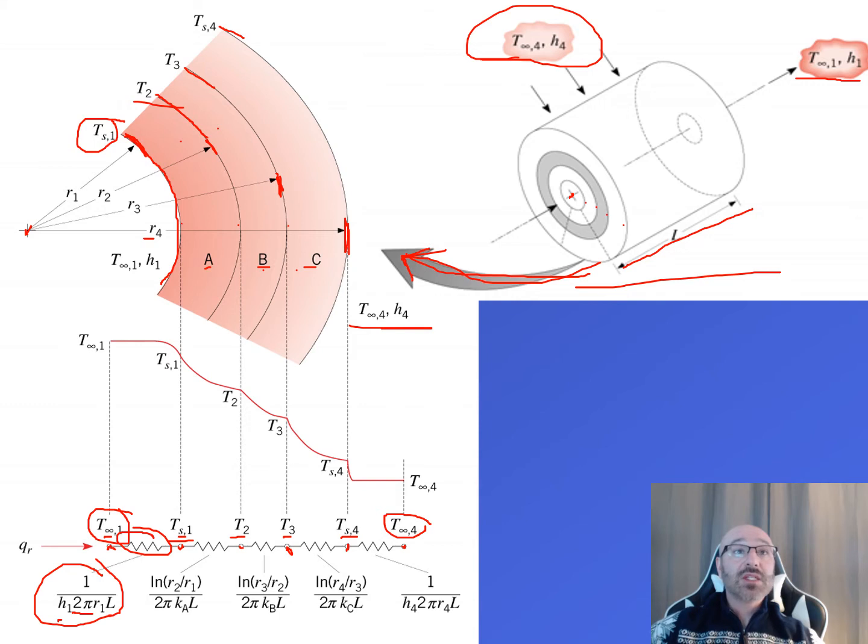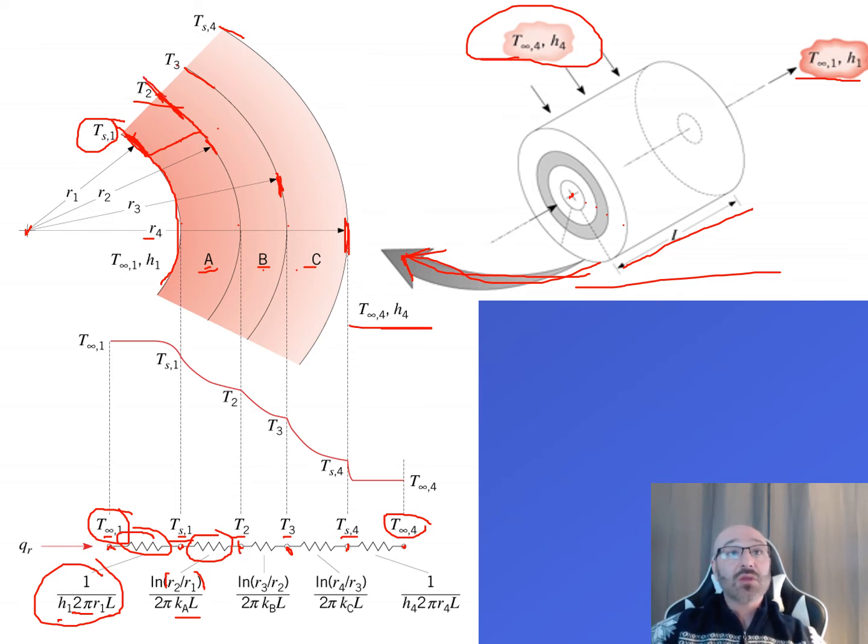Then we go between TS1 and T2. This is going to be conduction. We're just going through material A, so that's conduction. For conduction, we have the natural log of the ratio of those radii. Now this is where it's a little bit different. What radii are we dealing with? This is R1 and R2. R1 is the inner radius on the inside surface, and R2 is on the outside of material A. So that's what the R1 and R2 are for a composite tube wall. Now this is all divided by 2 pi times K_A L, where K_A is our thermal conductivity of material A.